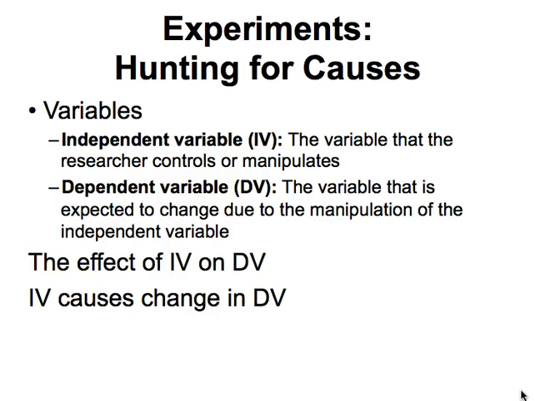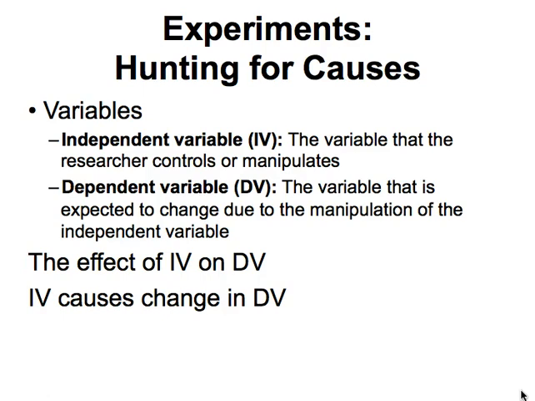An independent variable, or IV, is a condition or event that a researcher varies in order to see its impact on another variable. The independent variable is the variable that the researcher controls or manipulates. It is the variable that the researcher believes will have an effect on the dependent variable.